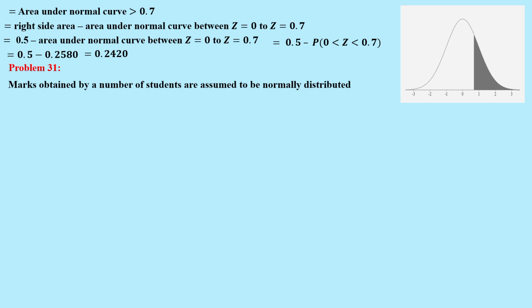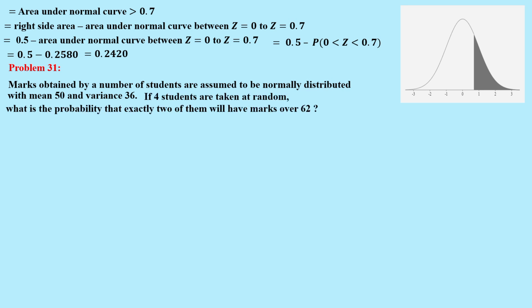Next problem. Marks obtained by a number of students are assumed to be normally distributed with mean 50 and variance 36. If 4 students are taken at random, what is the probability that exactly 2 of them will have marks over 62? Given mu is equal to 50. They have given variance, note that, right? So we need sigma, so we have to take the square root. So standard deviation sigma is root of 36, that is equal to 6.